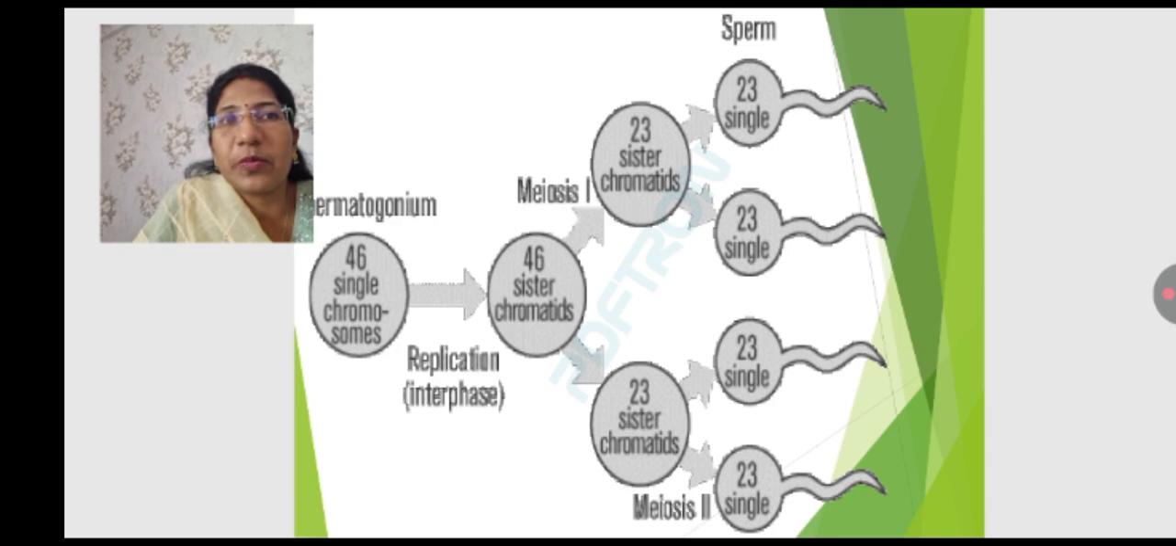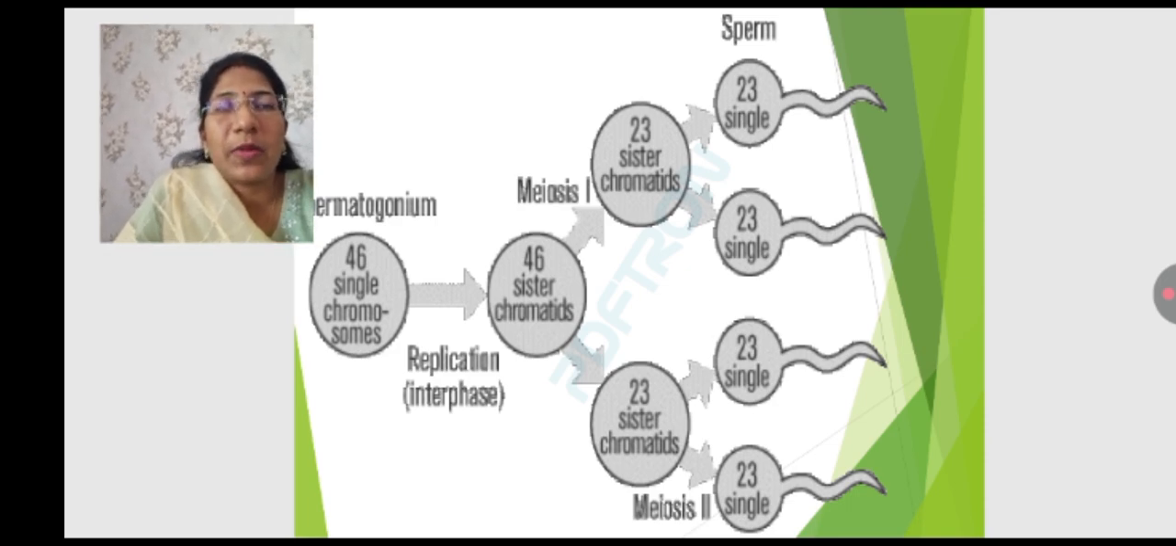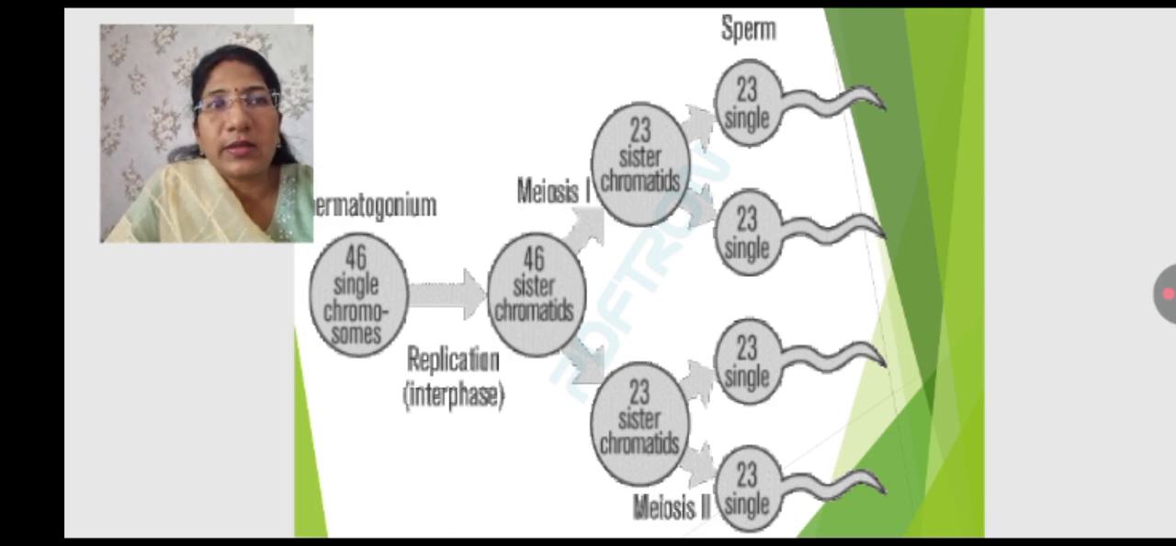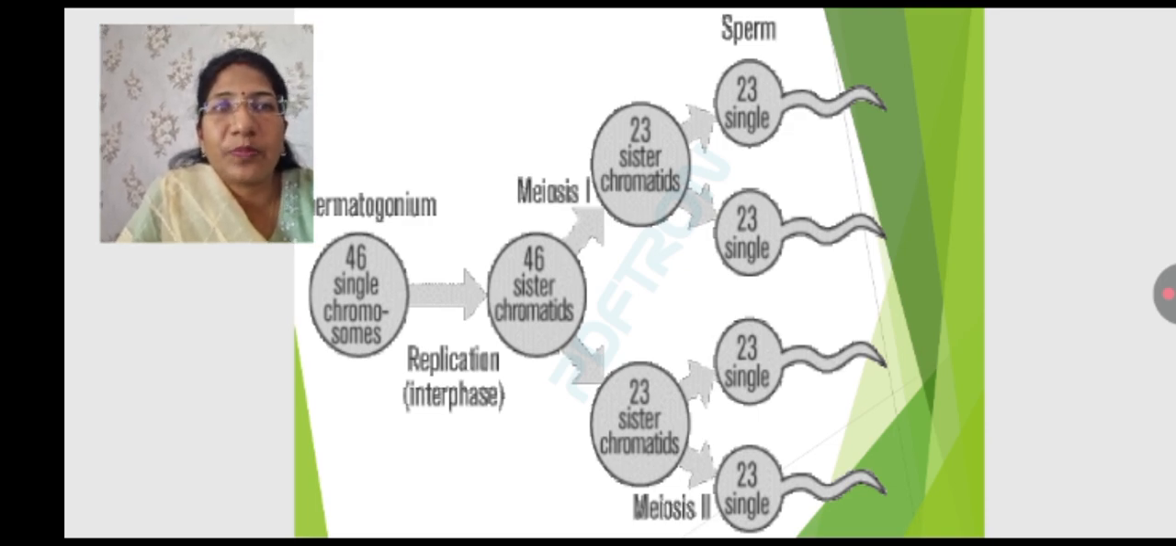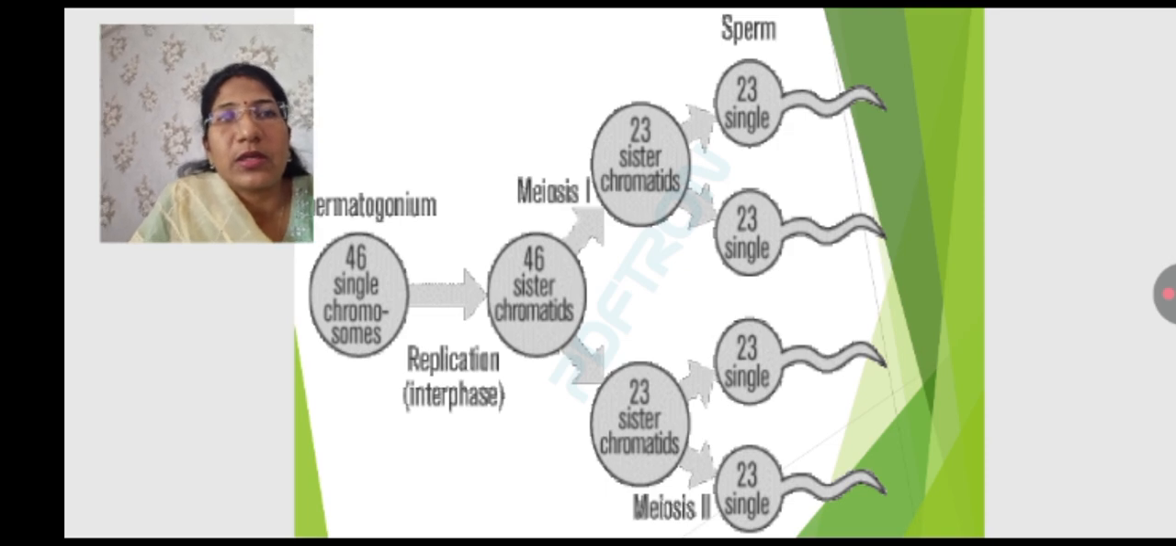Here there are four sperm, each with 23 chromosomes, which is haploid. In a human being, how many pairs of chromosomes? There are 23 pairs. That means how many chromosomes? That is 46, as sister chromatids at the time of meiosis.